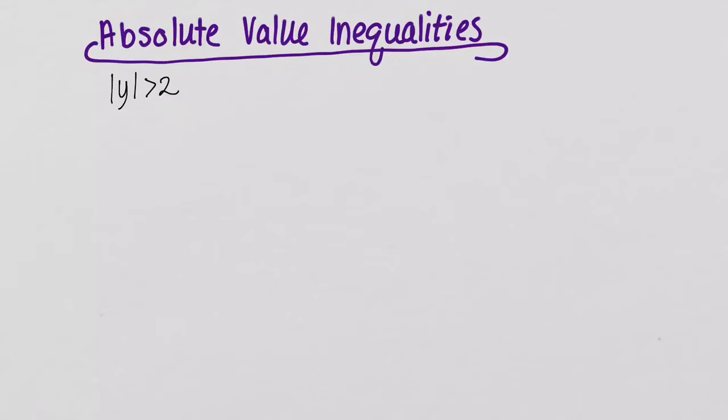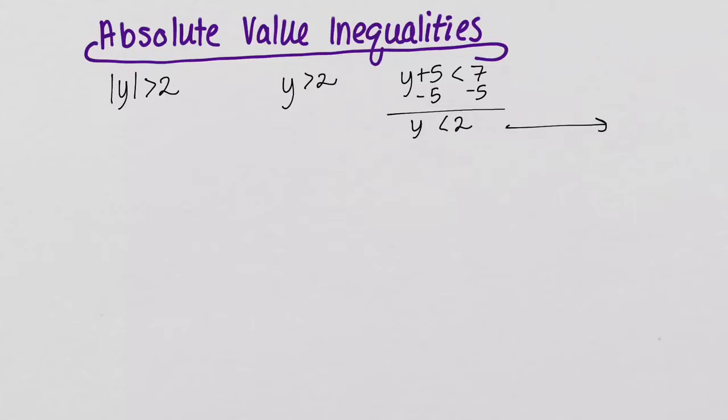This is an absolute value inequality because it has these absolute value bars. What is not an absolute value inequality would be something like y is greater than 2. This would just be a regular inequality. Or y plus 5 is less than 7. Just a regular inequality. Like with this one here, you would just subtract your 5 off both sides. y is less than 2. Your interval answer would be negative infinity to positive 2. That's going to be a regular inequality.